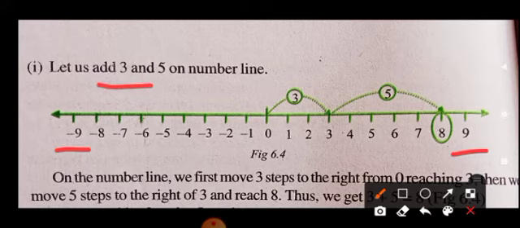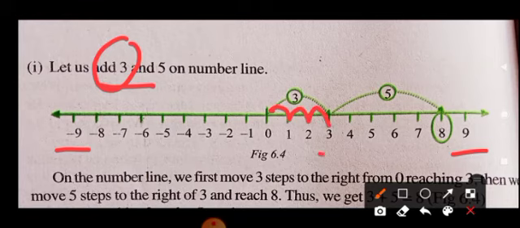What we have to add? 3 and 5, isn't it? For first, what is there? 3. So from 0, this is positive integer, isn't it? If it is positive integer, then we have to go where? We have to go right side from the 0, isn't it? So from 0, how many times? 3 times. 1, 2, 3. Till here we have reached, isn't it? This is our 3. Now again and 5.